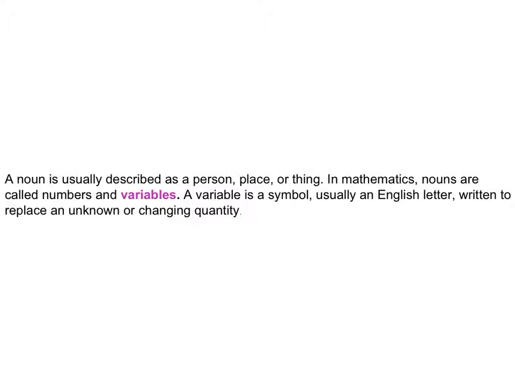A noun is usually described as a person, place, or thing. In math, nouns are called numbers and variables. A variable is a symbol, usually an English letter, written to replace an unknown or changing quantity.